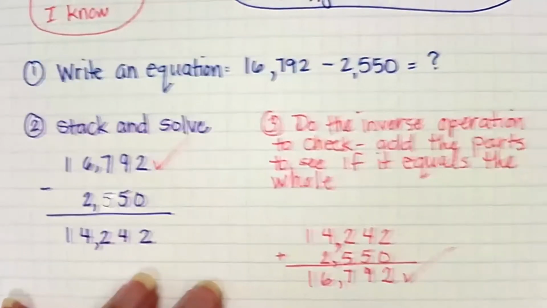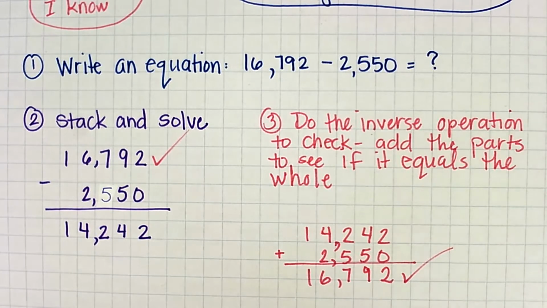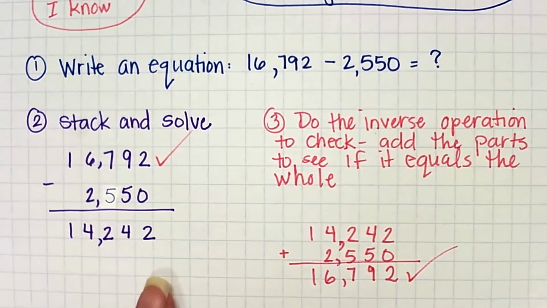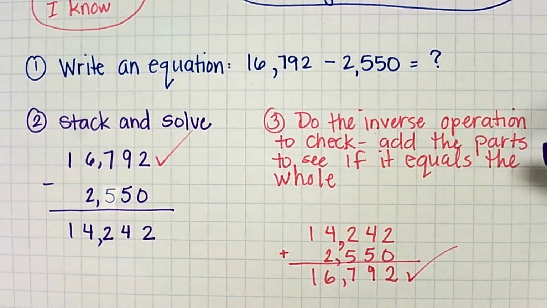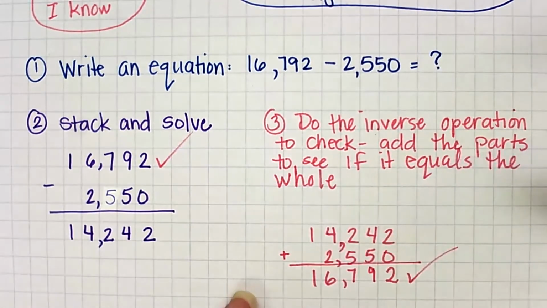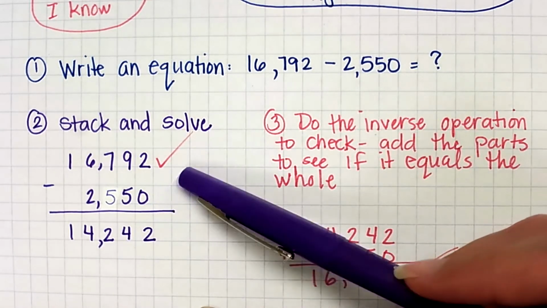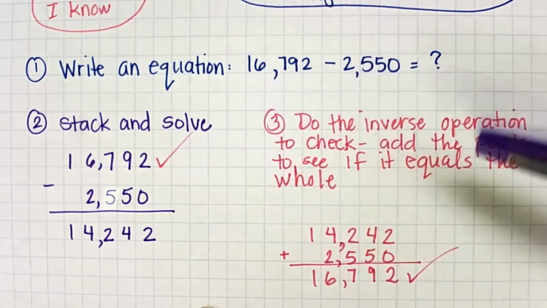Now, the third thing I want to do to make sure that my answer is correct, and I'm using my quantitative reasoning, I'm using what I know and the skills that I have, I'm going to use the inverse operation to check to see if my answer is correct. So since this was a subtraction, the inverse or the opposite of subtraction is addition. So I'm going to take the parts, the two smaller parts, to see if they will equal my large number.